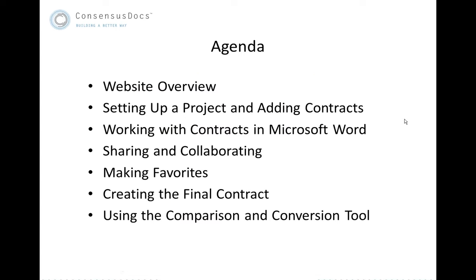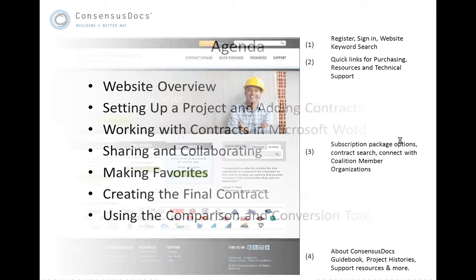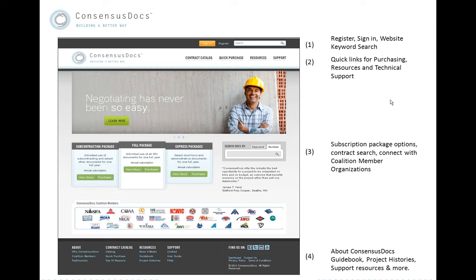www.consensusdocs.org. In today's presentation, I'd like to do a quick overview of the website and some of the features on it. Walk through setting up a project and adding contracts to those projects, working with the contracts in Microsoft Word, sharing and collaborating online in a virtual environment, and looking at some of the tools of the website, including how to make favorites, creating the final contract, and using some of the comparison and conversion tool opportunities on the site.